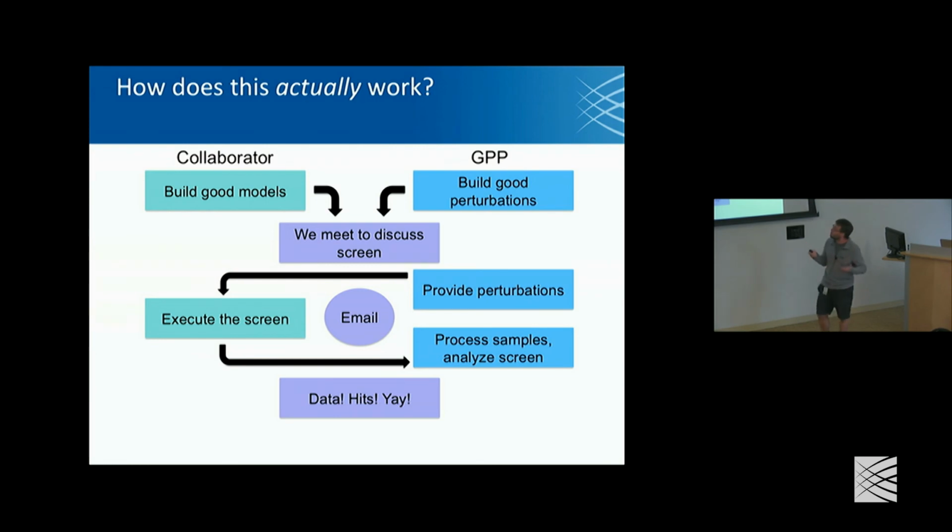But then when we come together, the first step is we meet to discuss the screen, and we provide advice. We ask a lot of questions. The way the model works is we each focus on our strengths. So in this example, we would provide the perturbations. If you want to do a genome-wide pooled screen, we would provide, say, lentivirus, so that you don't need to learn how to grow up libraries and maintain representation. You don't need to learn how to do lentiviral preps. We just have gallons of lentivirus sitting in the freezer ready to hand out.